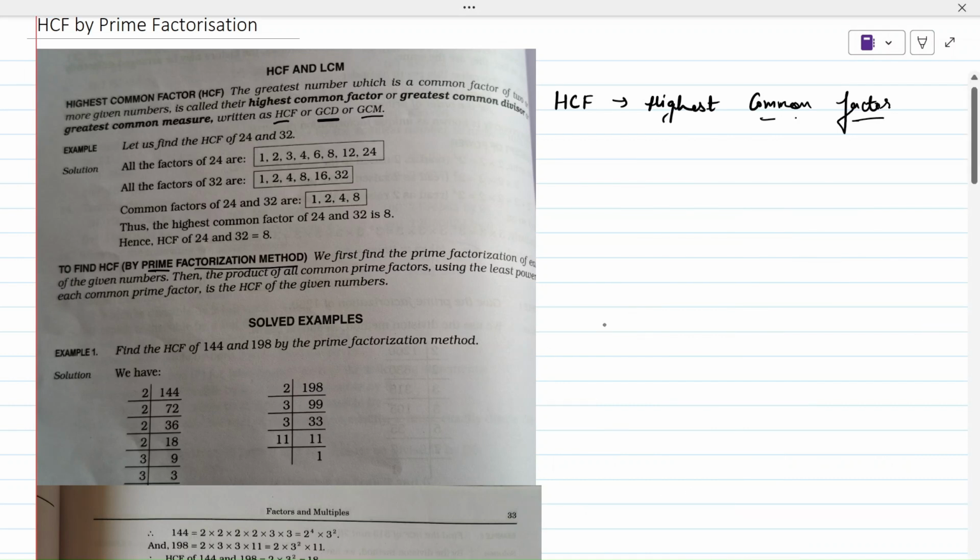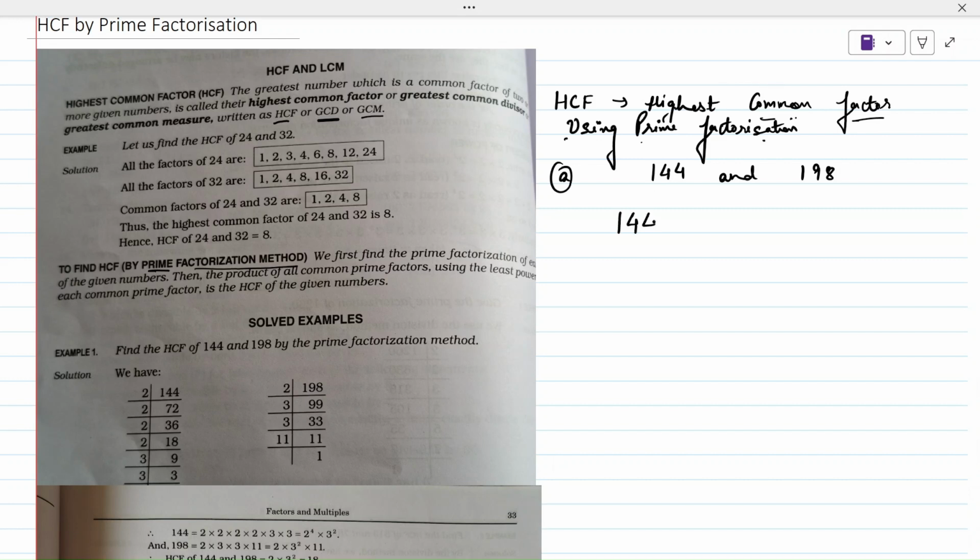Let's take the given example only. So what we have to do, I'm writing here, using the prime factorization method. So what we have to do here, kids, first of all, we have two numbers, 144 and 198. So for prime factorization, we have to find out the prime factors of both the numbers individually.